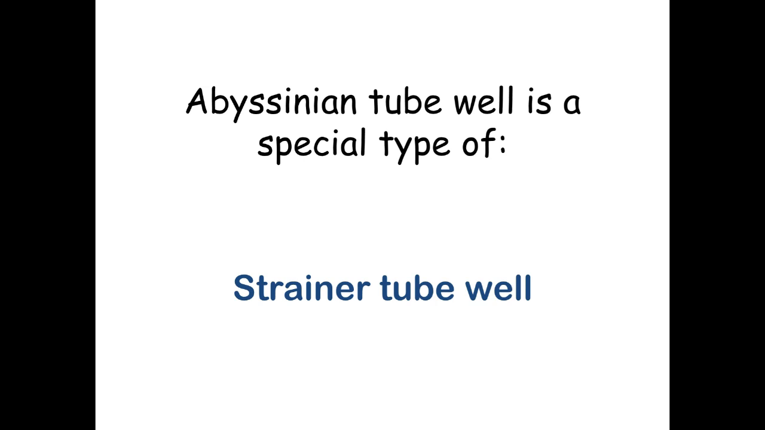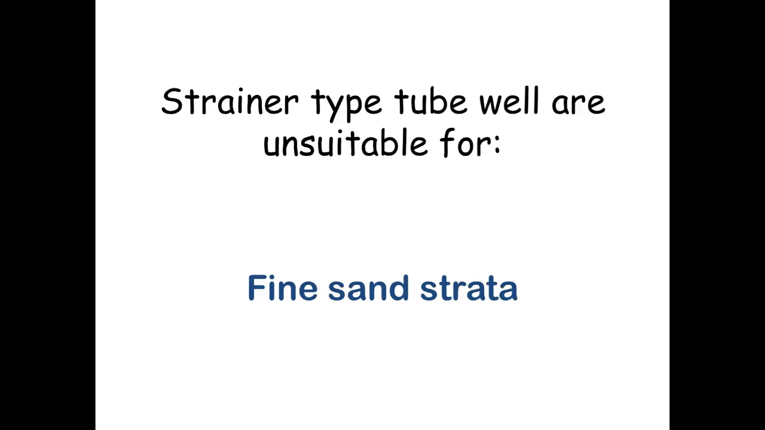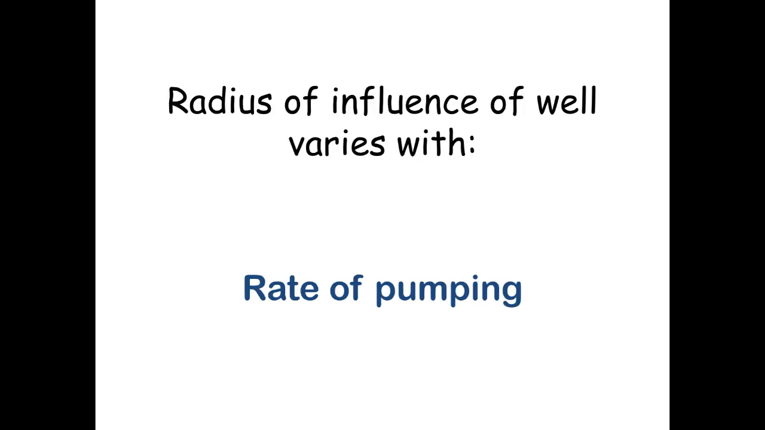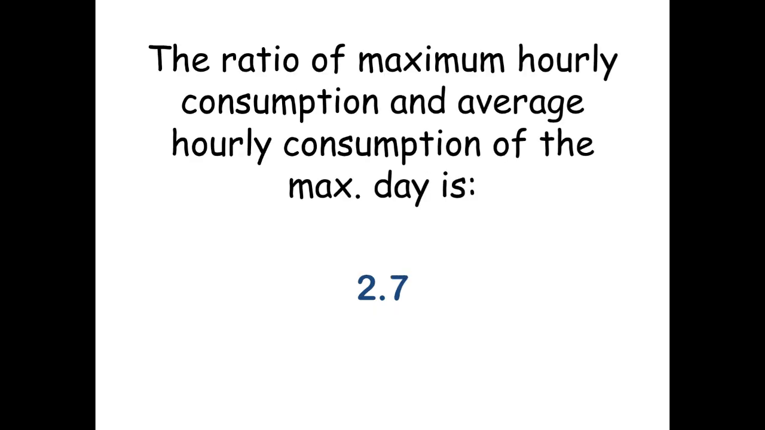Abyssinian tube well is a special type of strainer tube well. Strainer type tube well are unsuitable for fine sand strata. Radius of influence of well varies with rate of pumping. The ratio of maximum hourly consumption and average hourly consumption of the maximum day is 2.7.